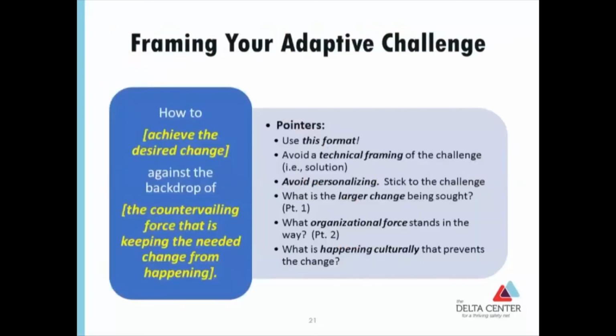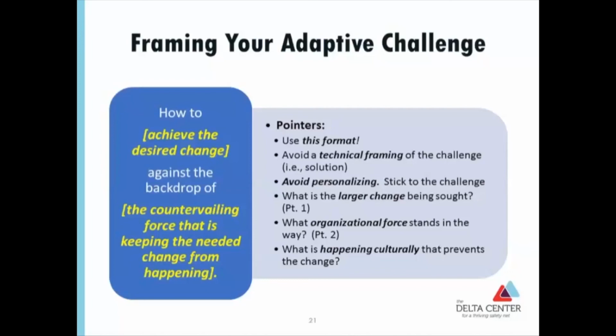And so I want to give you all just a few pointers as you're going about the process of developing your adaptive challenge statement. The first is, I encourage you to use a single format for consistency's sake, and just to boil it down. The other thing I would suggest is, if you can, try to avoid a technical framing of the challenge. Oftentimes people will put something very specific in that first part of the statement that is actually a solution. So it's a solution masked as a challenge, right? It's something very specific that they want, like a particular tool or solution.